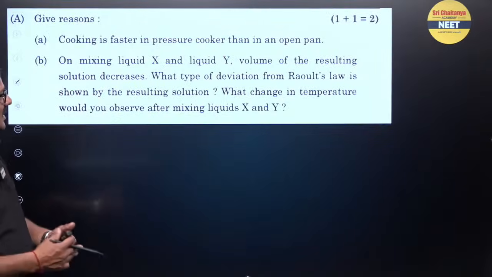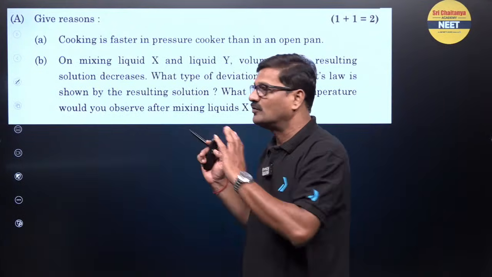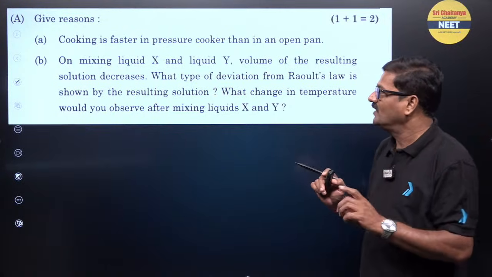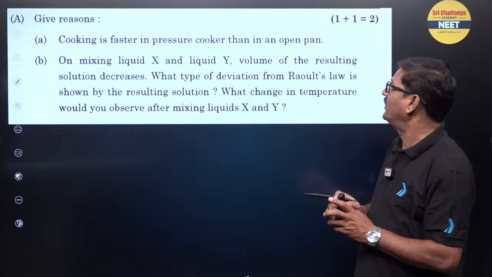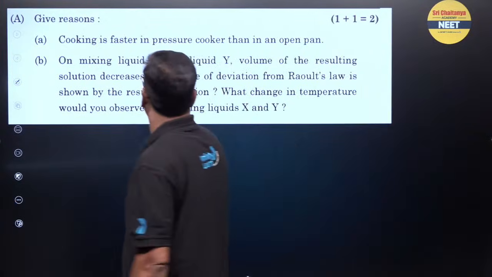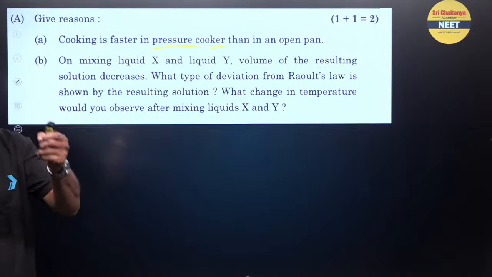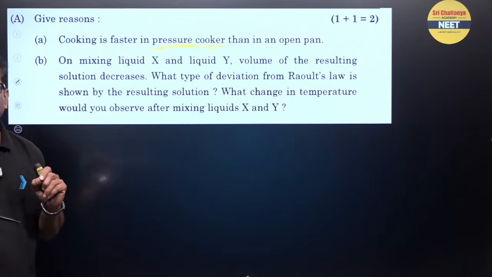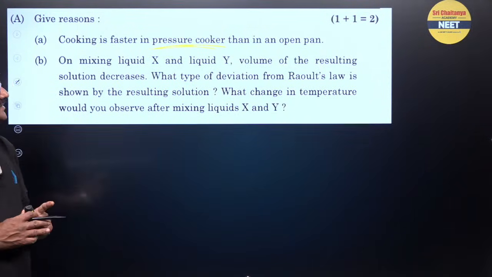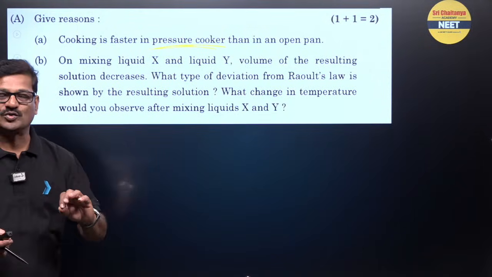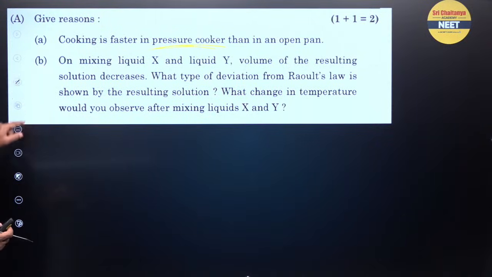So I want to discuss some CBSE questions that we encountered in the previous years. Cooking is faster in a pressure cooker than in an open pan. So what will happen in a pressure cooker? In a pressure cooker, the external pressure increases, so the boiling point increases. So it takes less time to cook, and it is a very reasonable question.